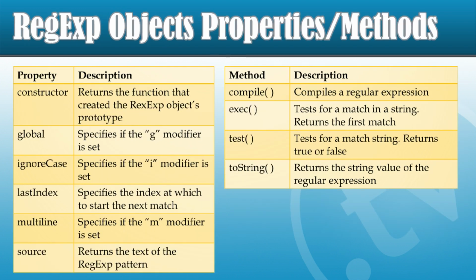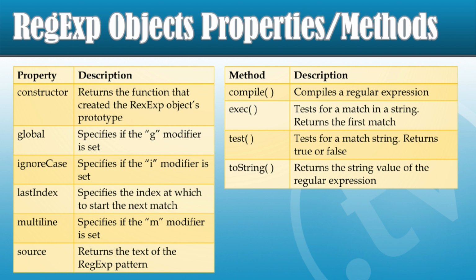You have the RegExp object properties and methods. For the properties, you have constructor, which returns the function that created the regular expression object's prototype. Global specifies if the g modifier is set. IgnoreCase specifies if the i modifier is set. LastIndex specifies the index at which to start the next match. Multiline specifies if the m modifier is set. Source returns the text of the regular expression pattern.